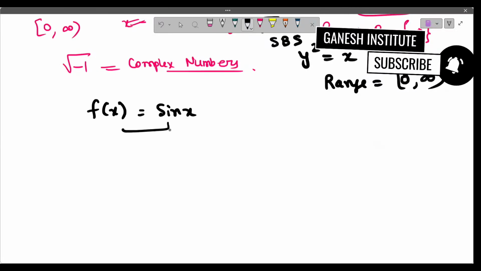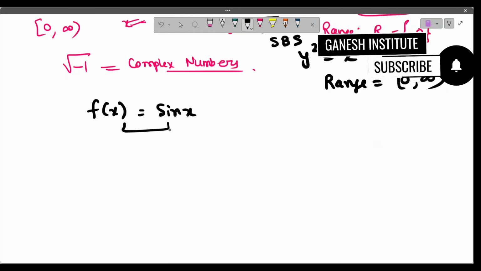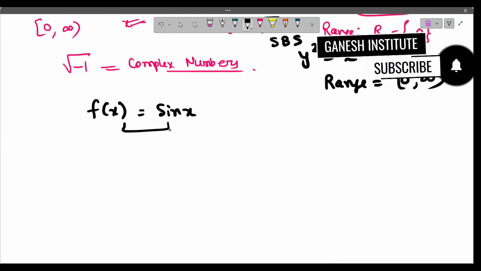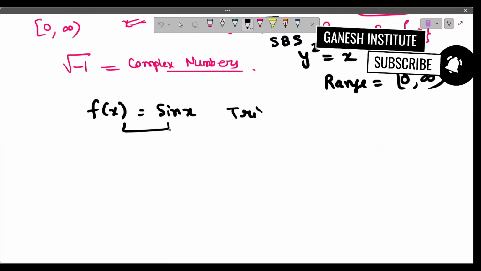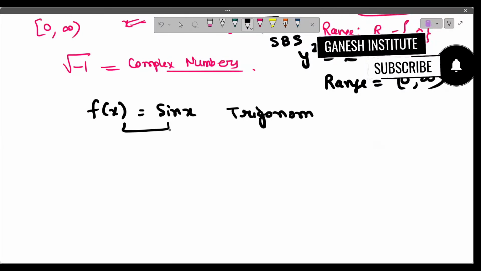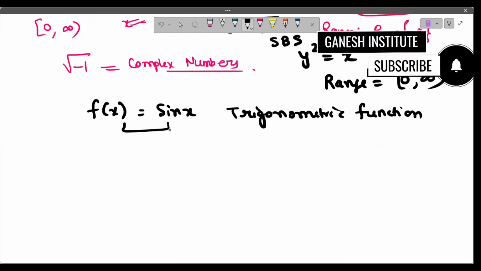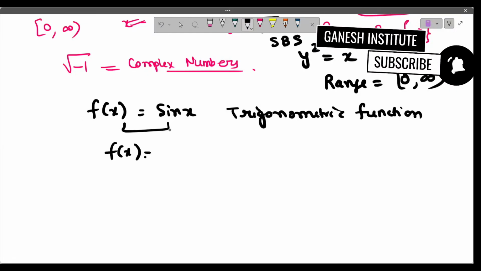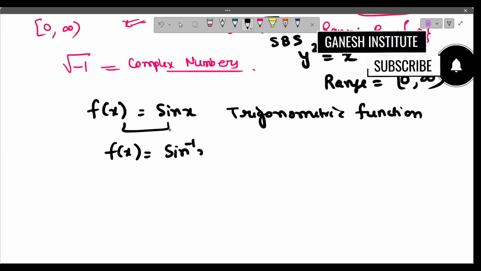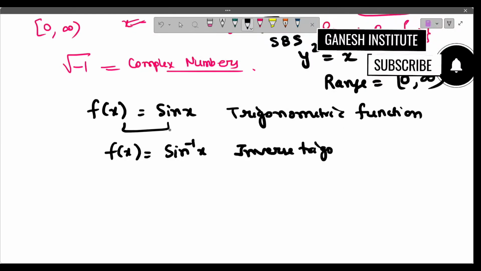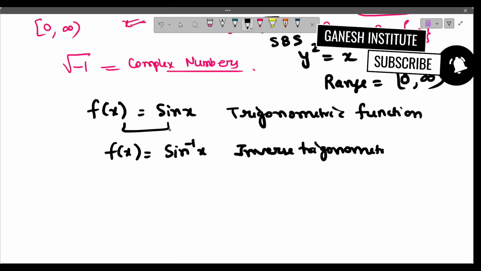So anything when you have sine, cos, tan, cot, cosec, sec, anything from them is a trigonometric ratio, a trigonometric function. Anything which is their inverse is an inverse trigonometric function. They also have graphs. We'll talk about them.